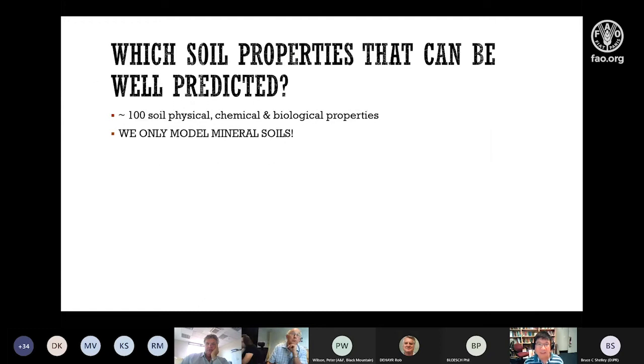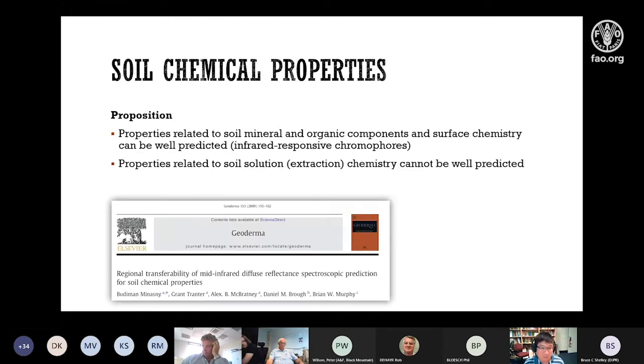So now the next question is, we have this big data set with about 100 different soil physical, chemical, and biological properties. What else can we do, except the ones we already know well: pH, CEC, texture, and carbon? Here I have to say that we only model mineral soils. It is a bit strange to talk about organic soils in Australia, because in the US database there is an overrepresentation of organic soils. So we remove all the organic soils and only model mineral soils, and we look at the chemical and physical properties.